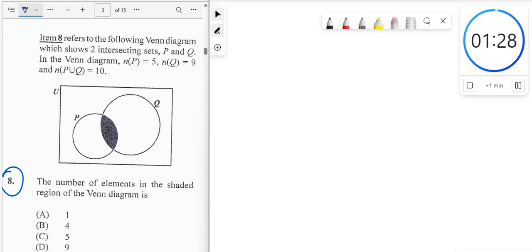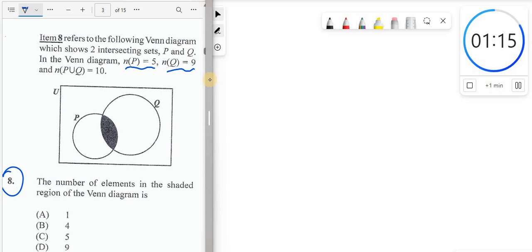Item 8 refers to the following Venn diagram, which shows two intersecting sets, P and Q. In the Venn diagram, the number of elements in P is 5. The number of elements in set Q is 9. So we have 9 elements in this one, and we have 5 in this one. And the number of elements in the union of P and Q is 10.